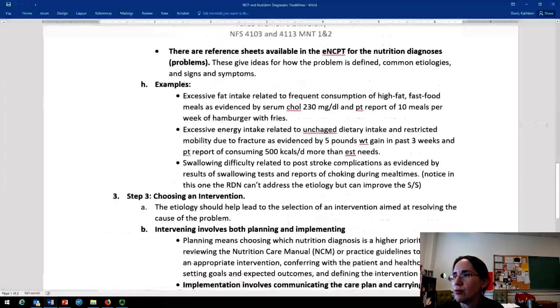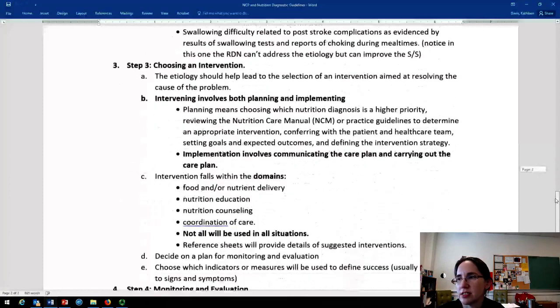Next, I just want to point out that online, in the ENCPT, you can actually find reference sheets for each nutrition problem, which I'll show you in a minute, that are an excellent place to go if you're considering a problem to find out a potential etiology and some signs and symptoms. I've also included some examples on this sheet of appropriate nutrition diagnostic statements.